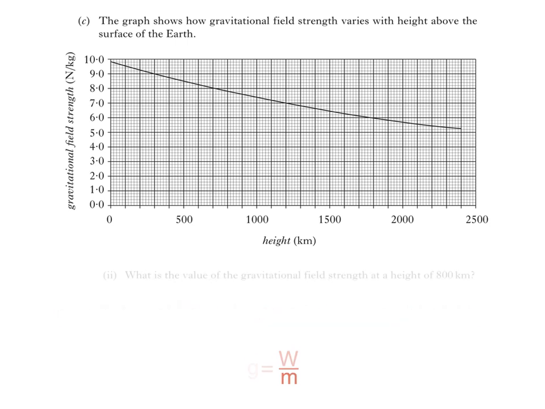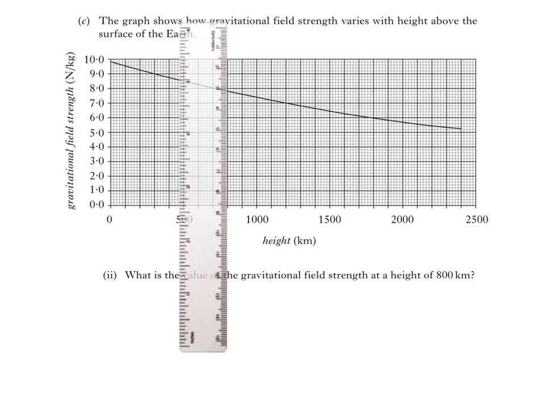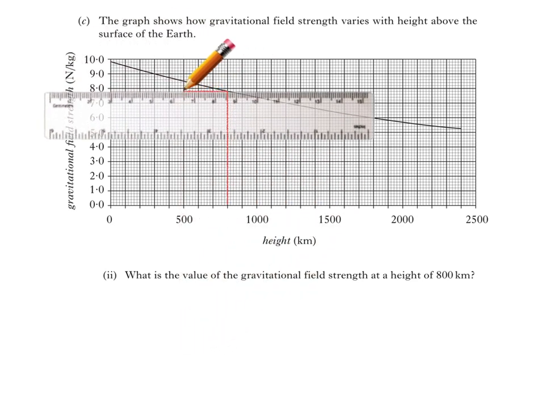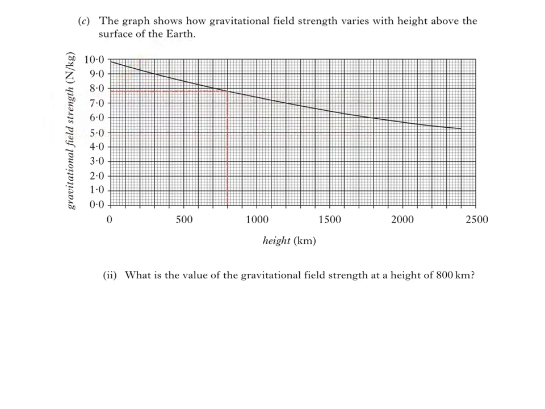C part 2 asks, what's the value of the gravitational field strength at a height of 800 kilometres? All we have to do here is, with a trusty ruler, get one in your pencil case now, draw a line from 800 kilometres on the x-axis upwards until it hits the line of the graph, then horizontally along to the y-axis. You should then see that gravitational field strength at this height is 7.8 newtons per kilogram.